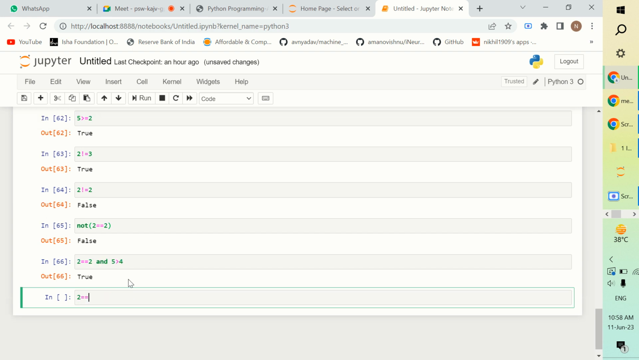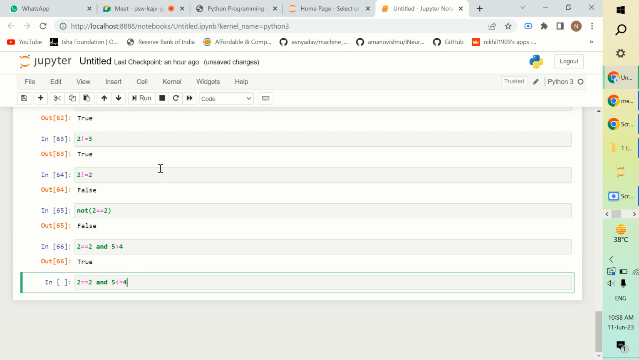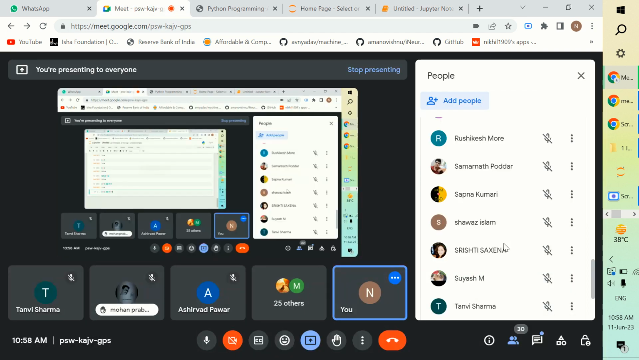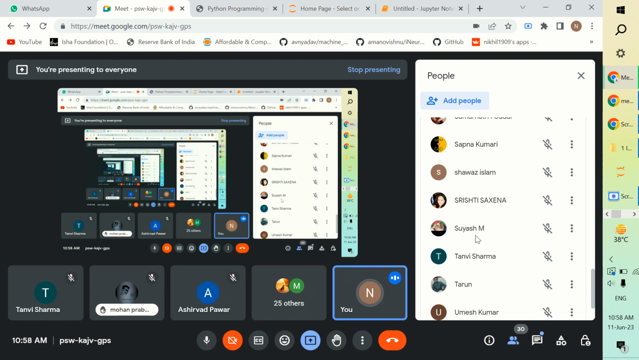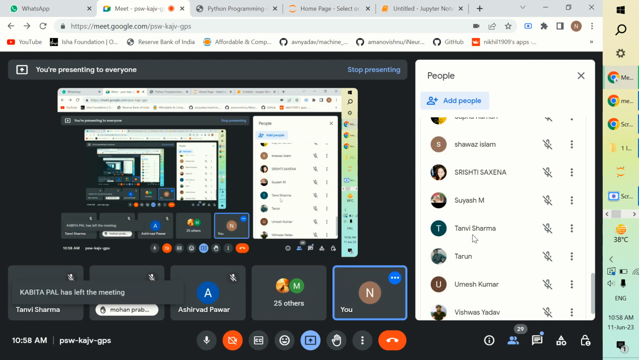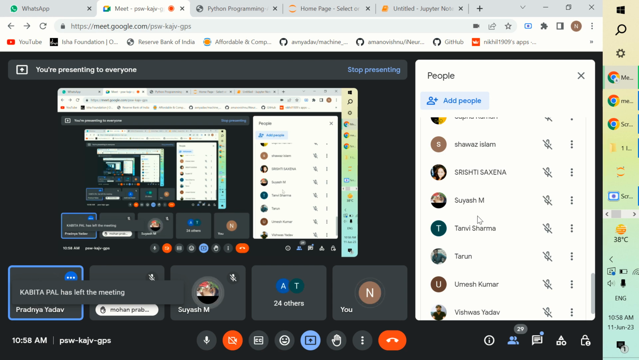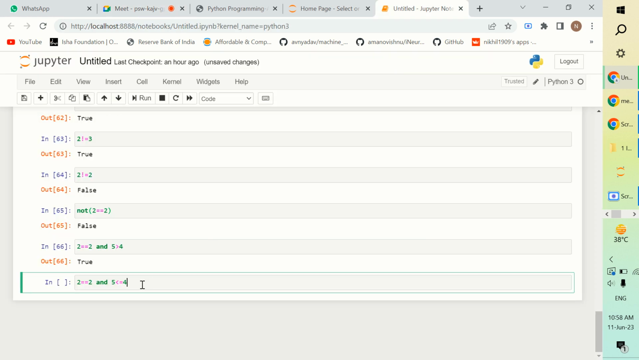If I write 2 is equals to 2, and 5 is less than equals to 4, what will this give? Yes, anybody? Suyash? Yes, sir. Yes, Suyash, can you tell what this expression will give?